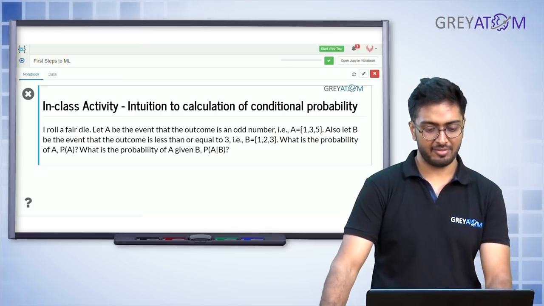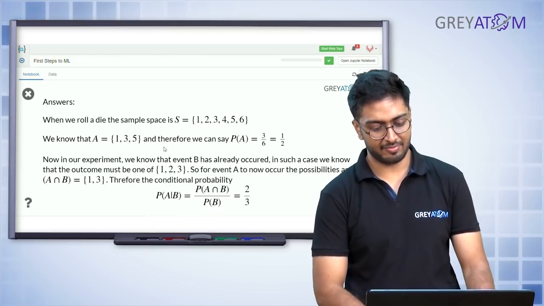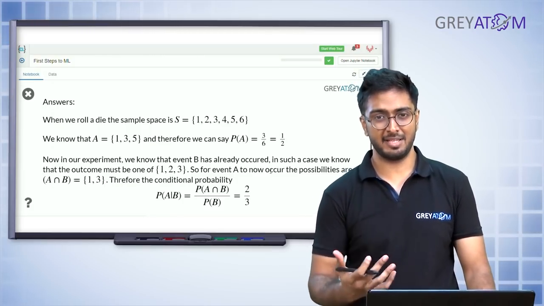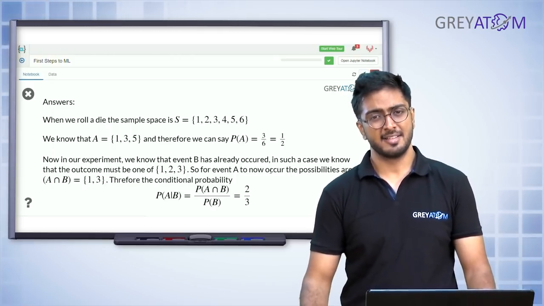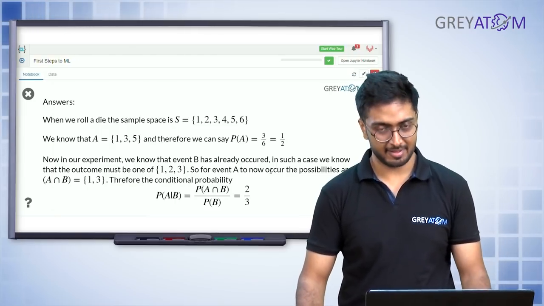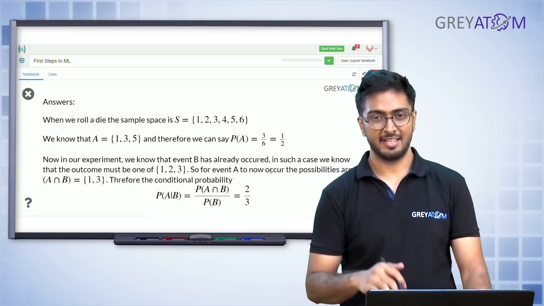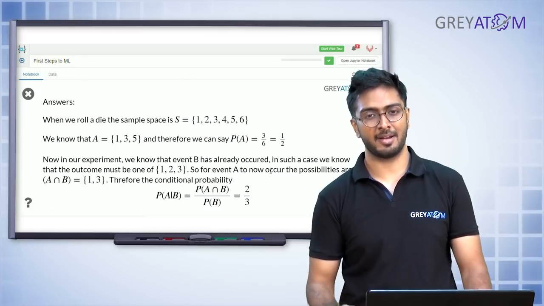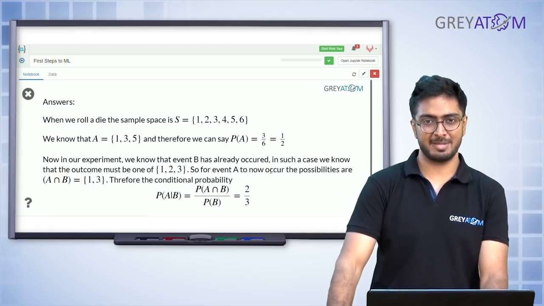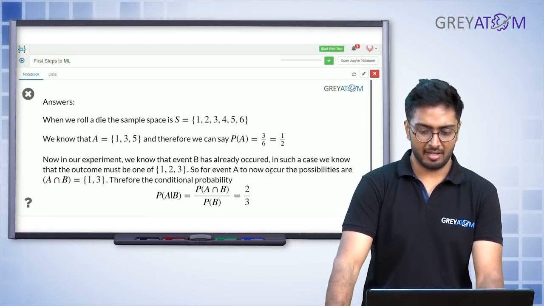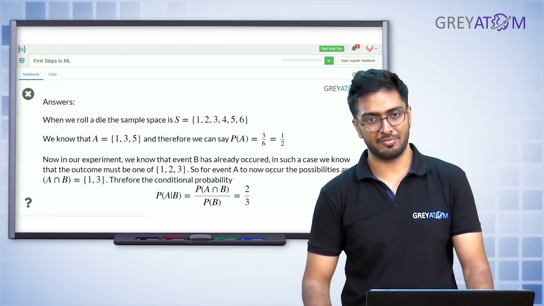Now, what is the probability of event A given B? In our experiment, A given B basically means: what is the probability of A if I have told you that B has already occurred? That is a way to interpret it. If I tell you that B has already happened, that means the sum is less than 3, so the outcome must be one of 1, 2, 3.